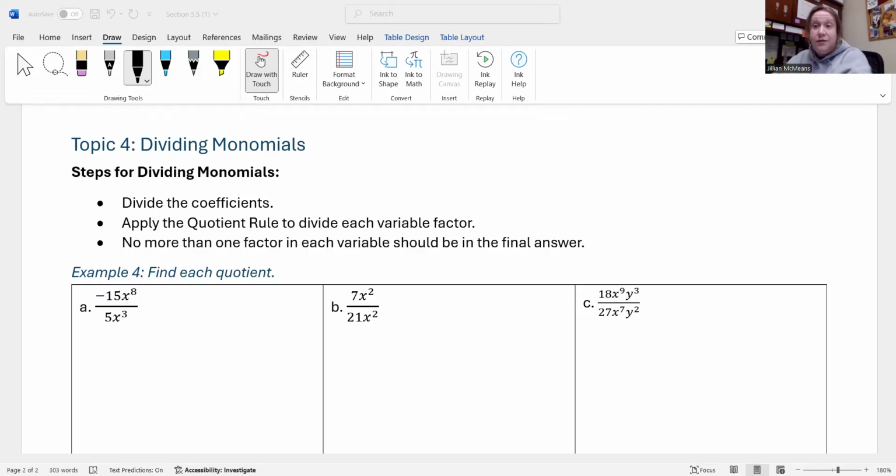Topic 3 is dividing monomials. So remember, a monomial is a polynomial with exactly one term. So we're going to be looking at division of just two polynomials, each with one term. Pretty basic, nothing crazy is going to show up.